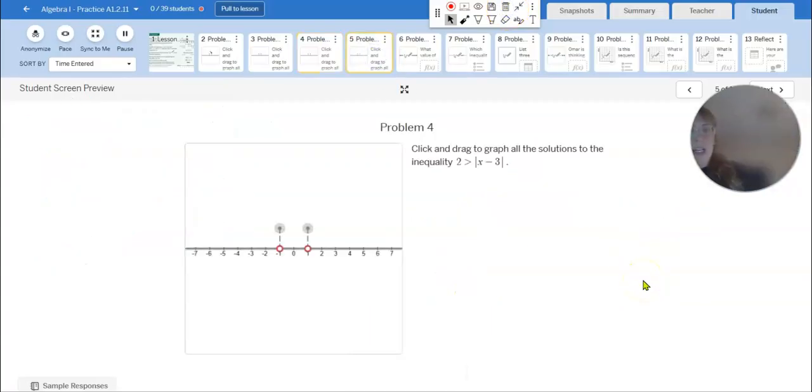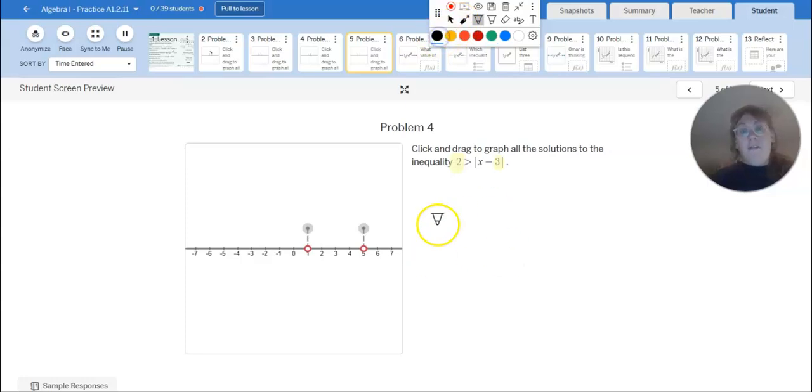Click and drag to graph all the solutions to this inequality. So we're looking at the distance from 3. The distance from 3 is 2 to get our boundary points. So we go to 3. 2 above 3 is 5. 2 below 3 is 1. So there's our boundary points. It is greater, or it looks greater, right? But there's no or equal to, so our circles are going to be open.